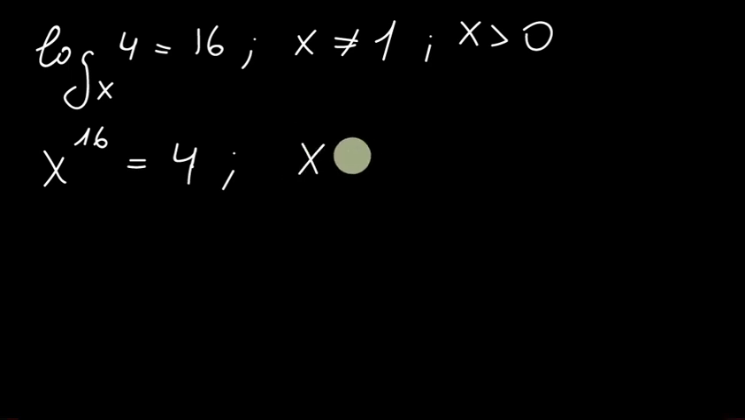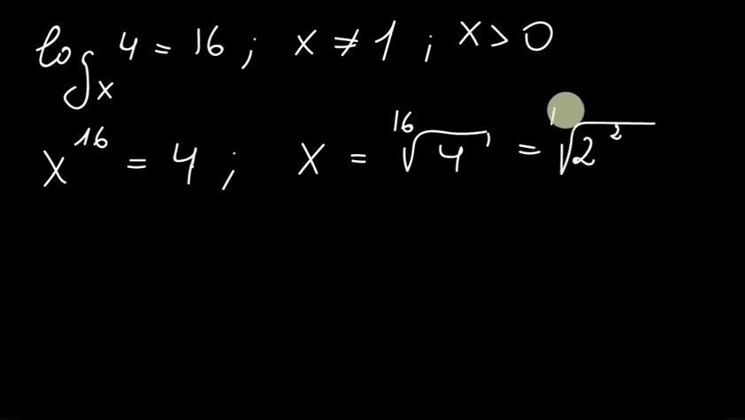Now let's take a root with an index of 16 of both sides, and we get that x is equal to the 16th root of 4. Okay, so actually we can simplify this, and it would be the square root of 2 under the 16th root, and this will give us the 8th root of 2.